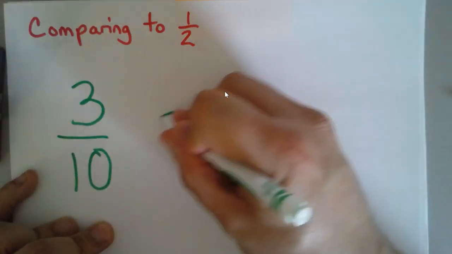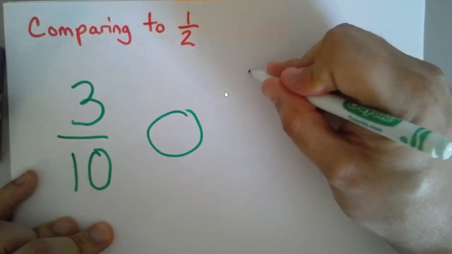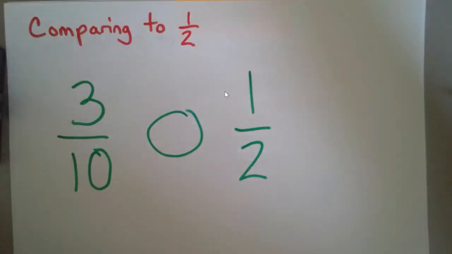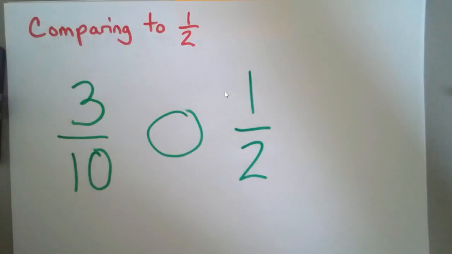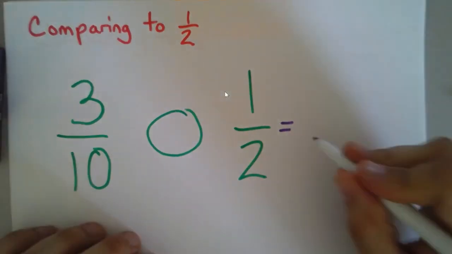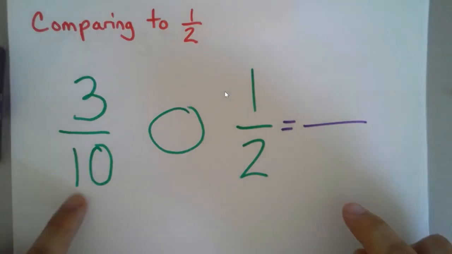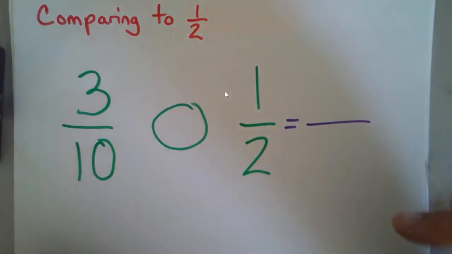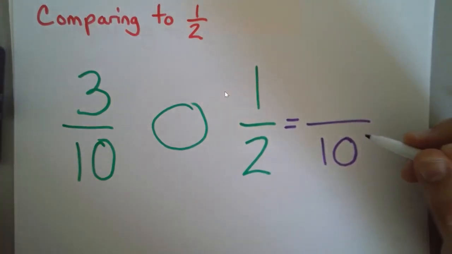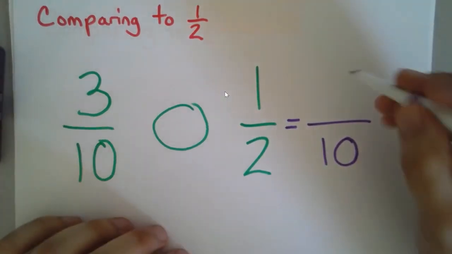So I'm going to compare 3/10 to 1/2. Okay, 3/10 compared to 1/2. Gosh, what's a fraction that's equivalent to 1/2 that has a denominator of, I'm working in tenths over here, that has a denominator of 10? What is half of 10? Half of 10 is 5.